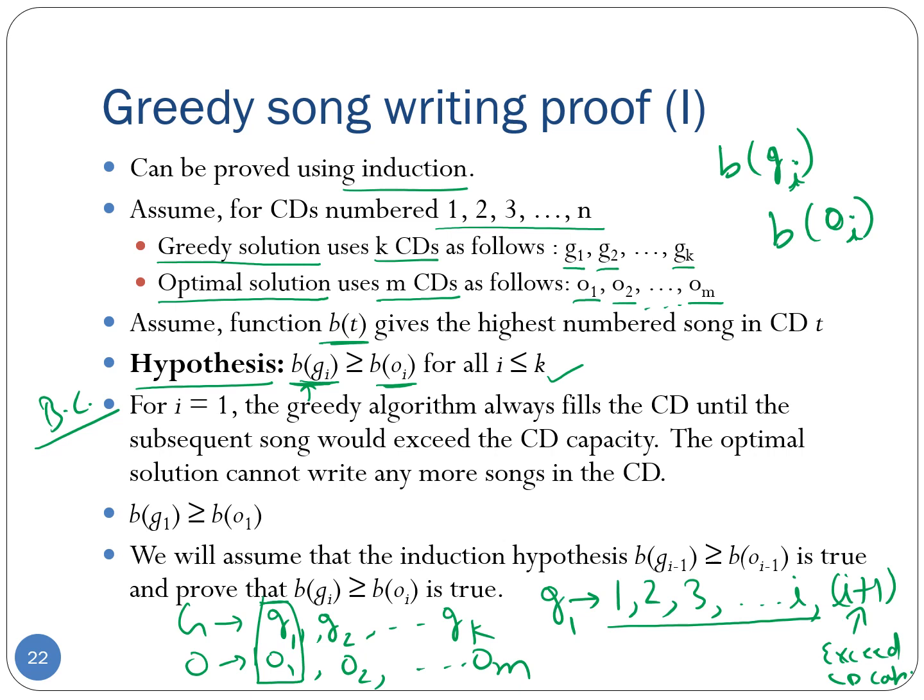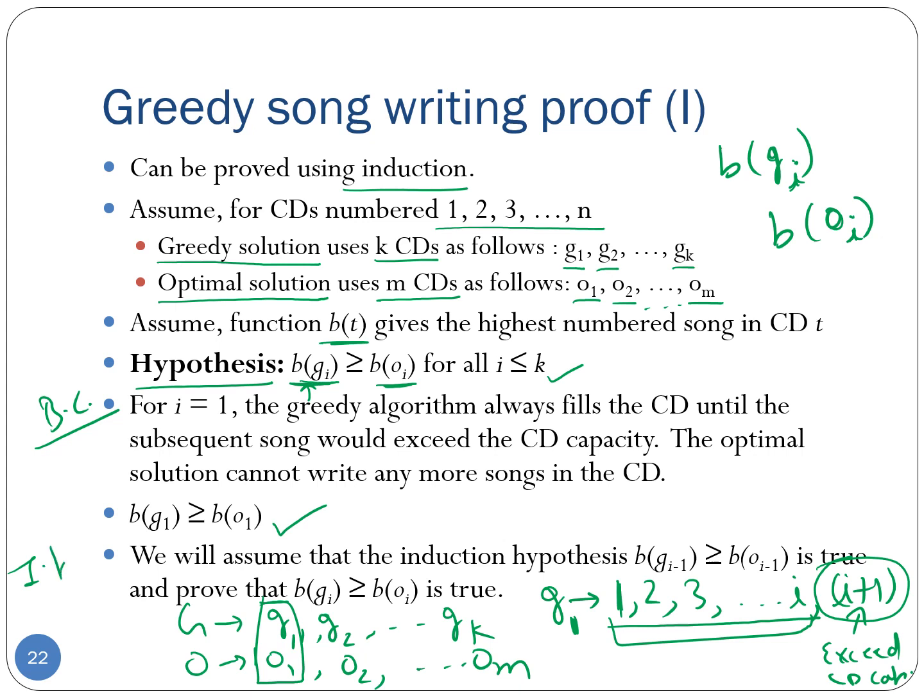Now notice, by definition even the optimal solution cannot do any better, right? So to beat this greedy solution, the optimal solution will have to write songs from 1 to I plus 1, but because writing this I plus 1 exceeds the CD capacity, even the optimal solution can at most write I songs. Okay, so for our base case, B of G1 is greater than or equal to B of O1. Okay, so this is true.